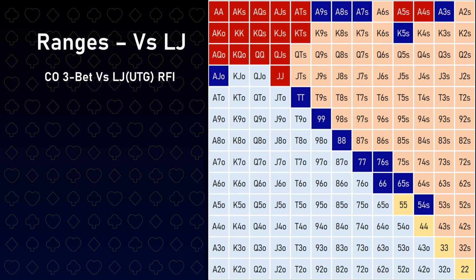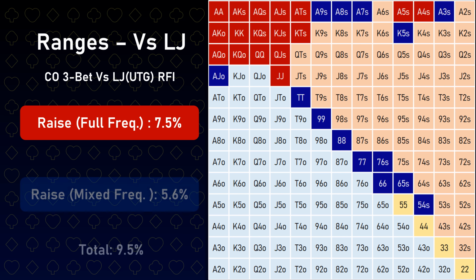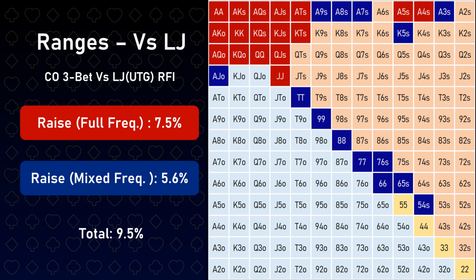The range for when the LoJack opens and the action is folded to the cutoff bears a resemblance to the previous one we just looked at. However, there are a few notable differences. For this range, approximately 7.5% of hands are pure raises with another 5.6% of hands at a mixed frequency. The first difference is that ace-jack offsuit is now included at a mixed frequency of 25%. Additionally, king-queen offsuit is now 3-bet at full frequency. The middling suited aces continue to be 3-bet around 50% of the time. However, ace-6 suited is now considered a pure fold.